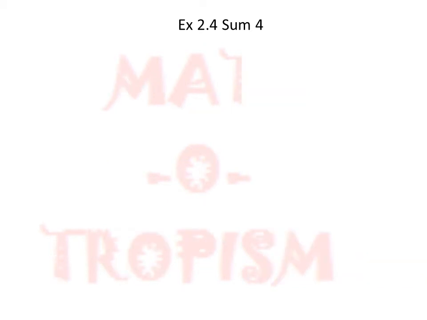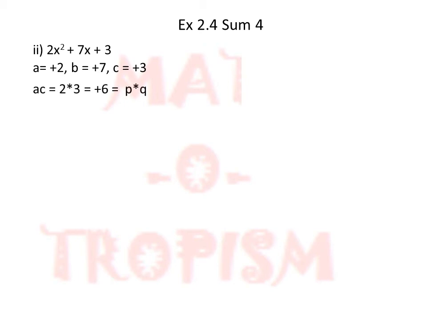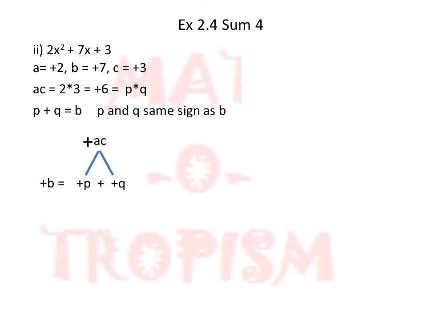So next sum is 2x square plus 7x plus 3. A is 2, B is plus 7, C is plus 3. So AC is 2 into 3 which is plus 6. Again same, AC is positive means P plus Q will give me B and all will be of the same sign as B. So first I am factorizing AC, 6.